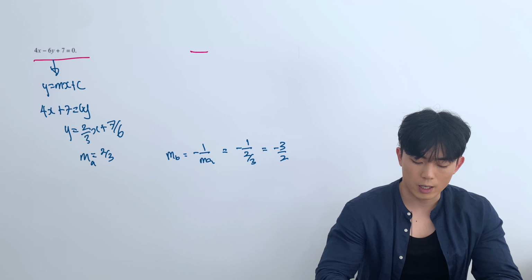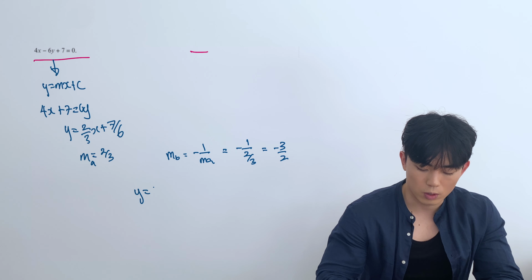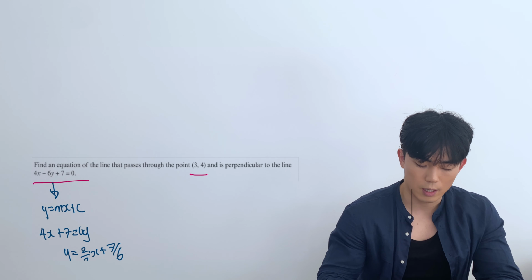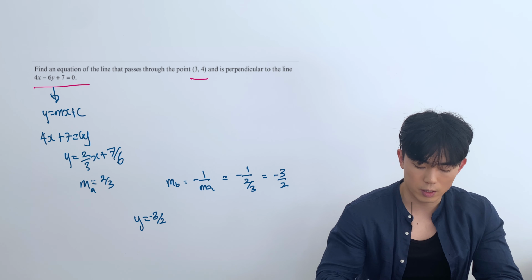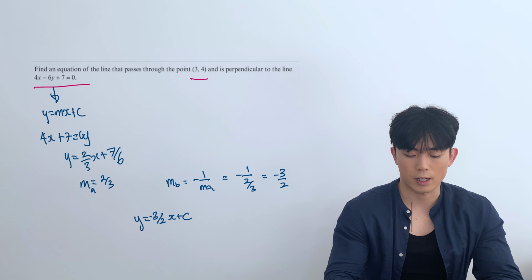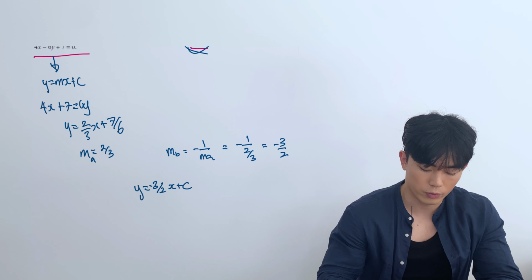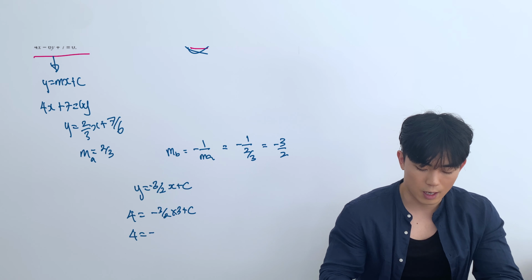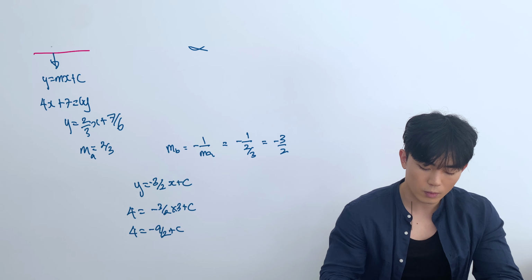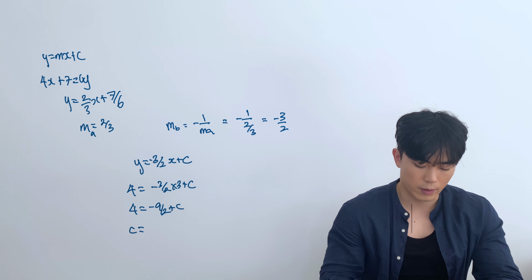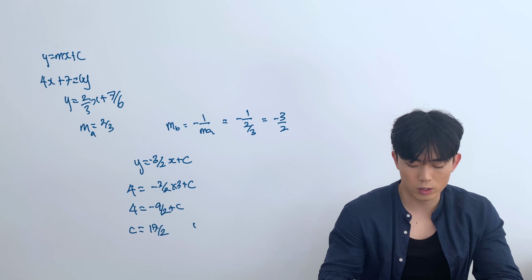Therefore, the perpendicular line we can say is y is -3 over 2 x plus c. And now we find the c by plugging in the point (3, 4), since it passes through (3, 4). So 4 is equal to -3 over 2 times 3 plus c. 4 is -9 over 2 plus c. c is therefore 17 over 2, so we can say y is equal to -3 over 2 x plus 17 over 2, like so.